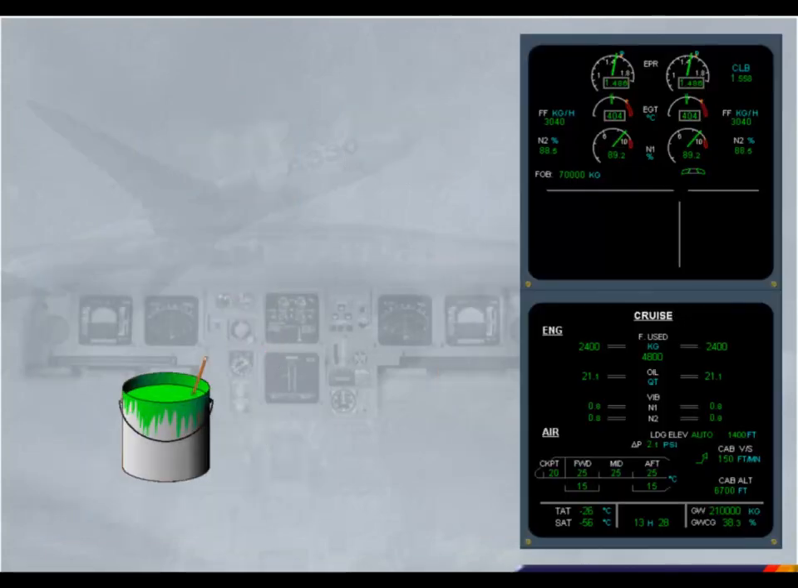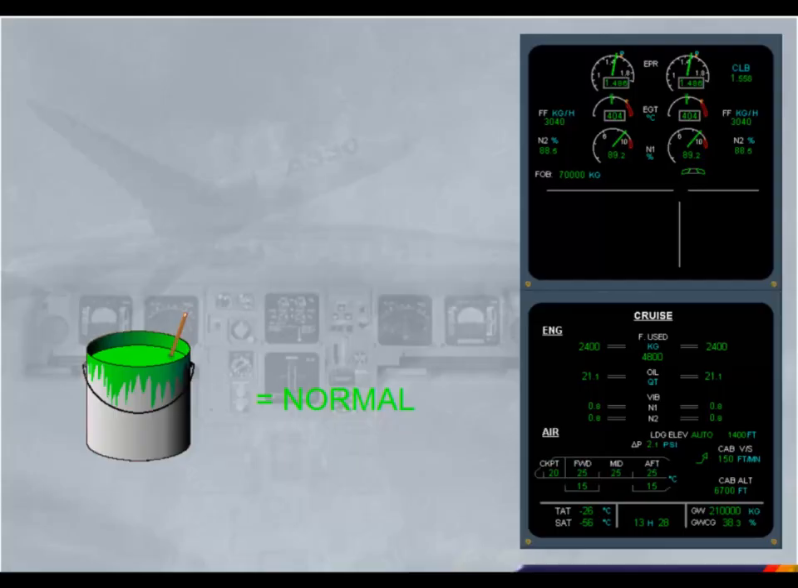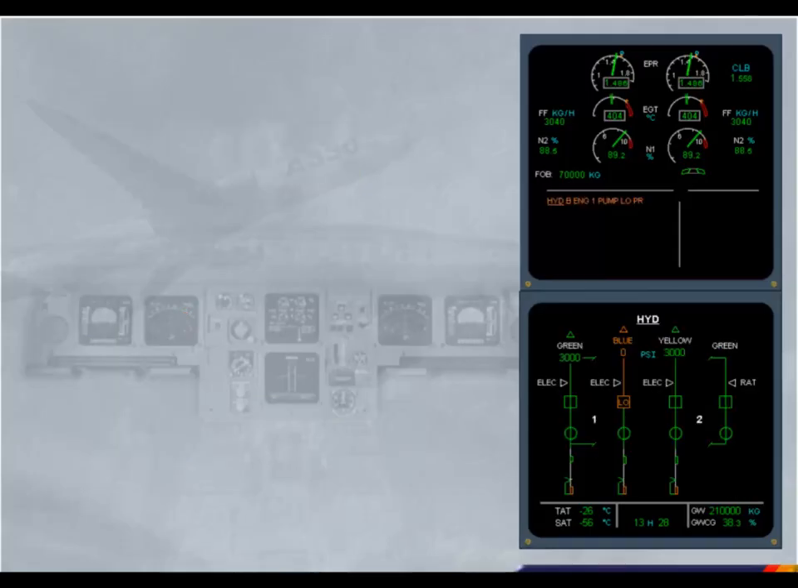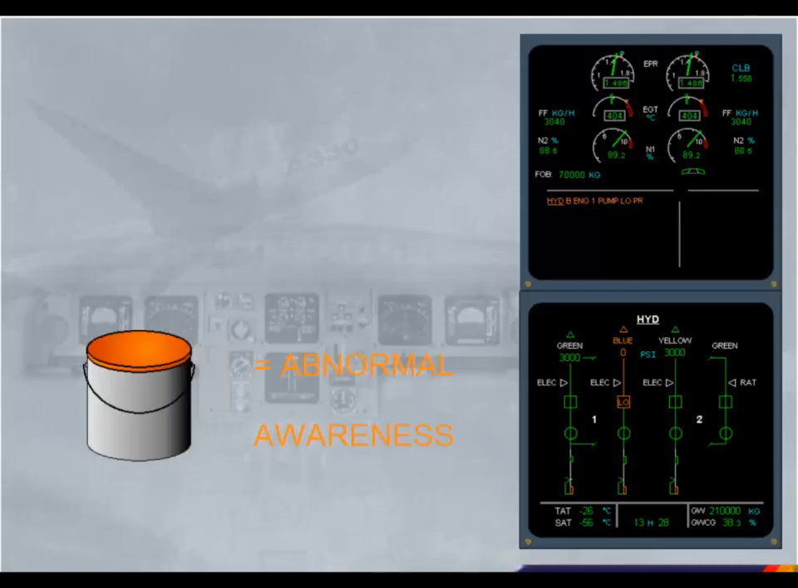Green color coding is used to indicate a normal condition. Notice that on the engine warning display and the system display shown, all indications are normal. Amber color coding is reserved for abnormal indications that require crew awareness but not immediate crew action. Notice on the engine and warning display the amber failure message and on the system display the amber indications.